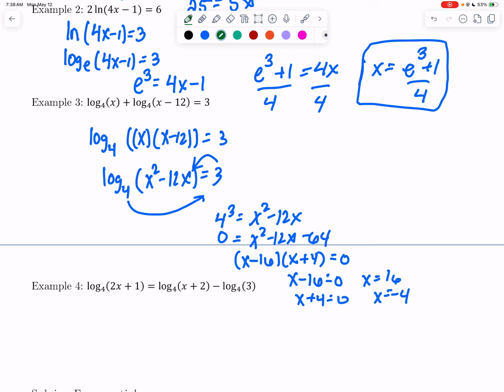So now we are going to check for 16. If I plug in 16 here, log base 4 of 16 is 2. And then here, if I check for 16, 16 minus 12 is 4. Log base 4 of 4 is 1. So 2 plus 1 is 3. So we know that 16 works. Now, if I check for negative 4, I have a problem because then I'm going to have log base 4 of negative 4, which is not good. So we know that negative 4 is an extraneous solution.